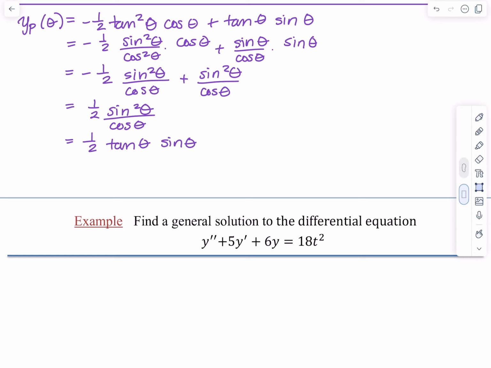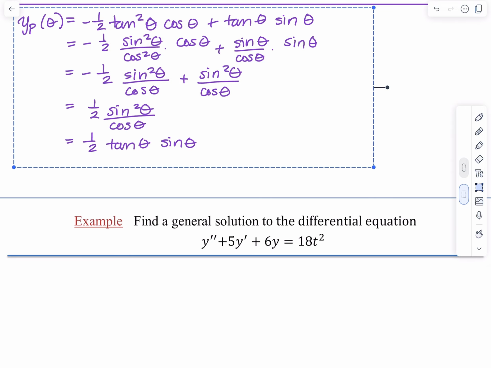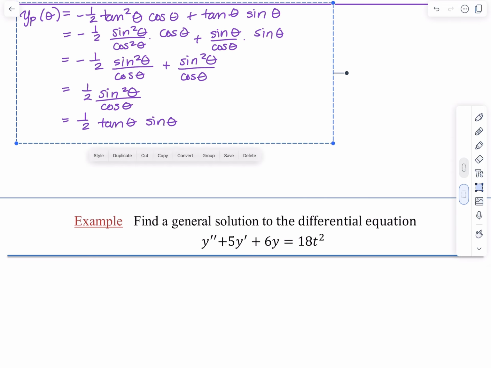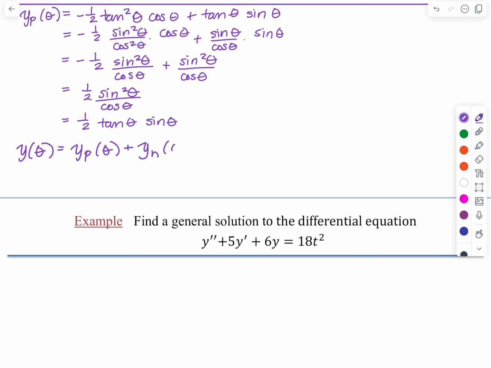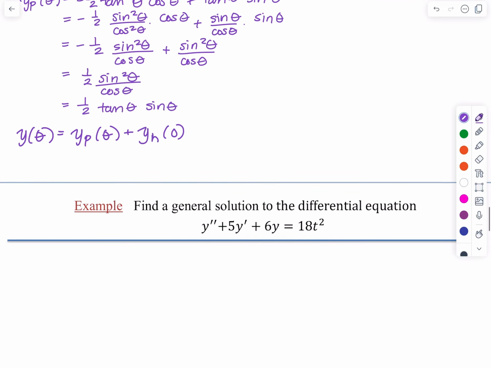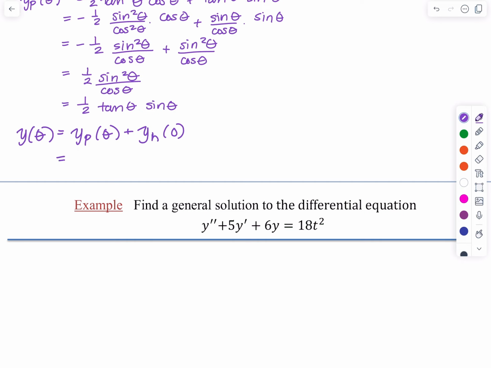So with that, we now can give our general solution y of theta, and that's equal to our particular solution plus the solution to the homogeneous equation, and that's equal to 1/2 tangent of theta sine of theta plus C1 cosine theta plus C2 sine of theta.